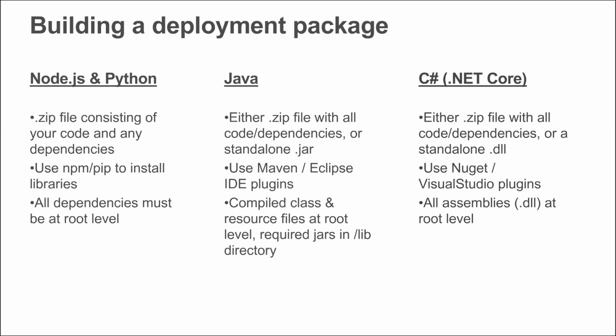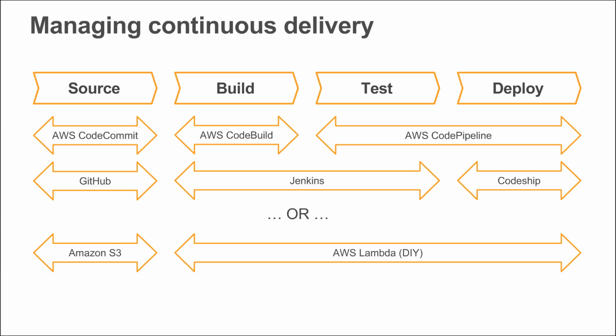For example, you can use npm for Node, pip for Python, Maven or Eclipse IDE plugins for Java, or you can use NuGet and Visual Studio plugins for building those C# dependencies and libraries. Each of these languages has its own mechanism for where these dependencies should be. Most of them have these dependencies at the root level, but in Java you can have some required jars in the lib directory as well. In most of these cases, if you're using the AWS tooling, you don't have to worry about all of the dependency management. It's taken care of for you.